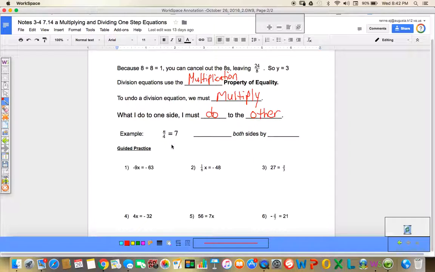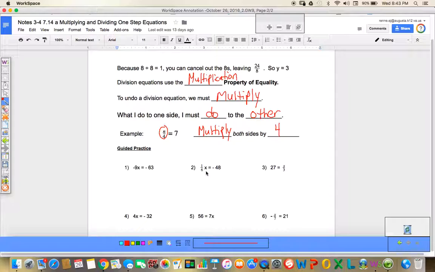Okay, so here's our example here, and I'm going to circle the variable. So we have n over 4 equals 7. So what type of equation is this? That's correct, this is a division equation. So we're going to do the opposite of division, which is multiply. So we're going to multiply both sides by the number in the denominator, which is 4. So we're going to multiply both sides by 4.